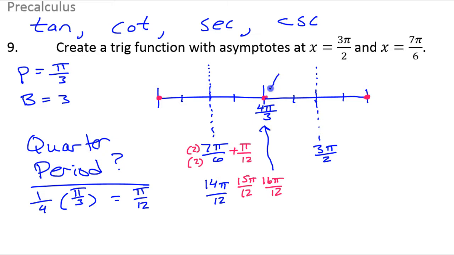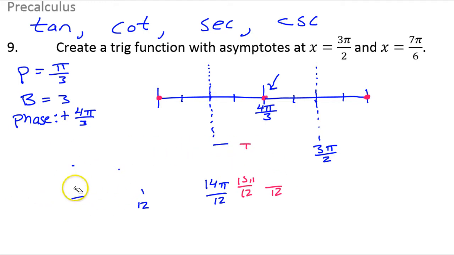So if I look at this as my starting point, like my first point of the period, normally for tangent we would start at 0. So if this is at 4 pi over 3, then that must be the phase shift. Okay, so now we have just found the phase shift. The phase shift is positive 4 pi over 3. And that is enough for us to write the function now.